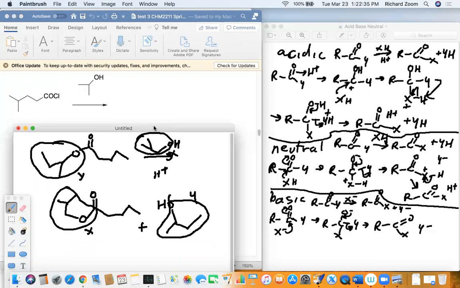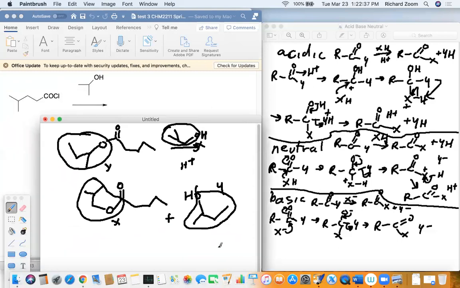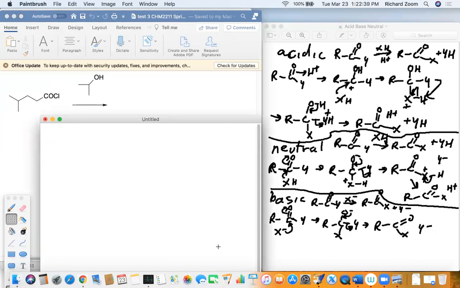All right. Let's try this one. I will write it out a little bit more so you can see it more clearly. See if you can get the products of this one. Now this is a neutral mechanism. All right, I'll give you say 30 seconds to come up with a product.